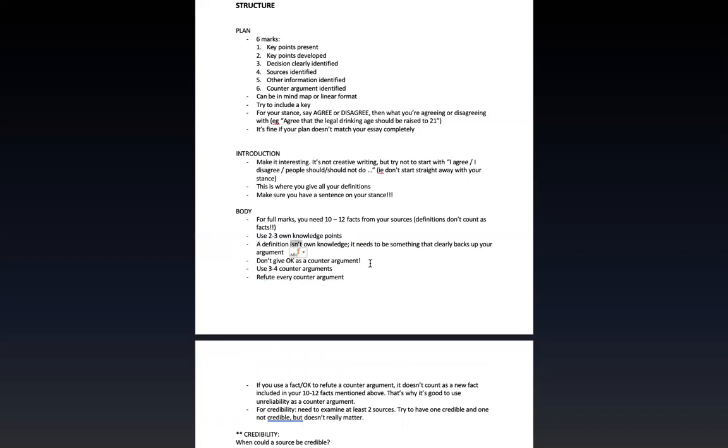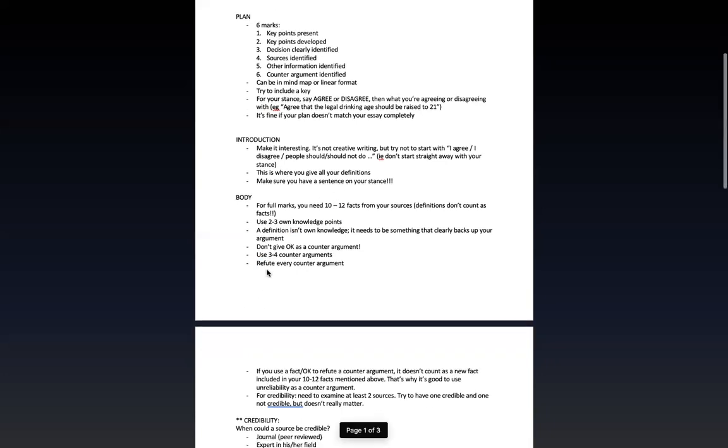There will be enough counter-arguments in the sources. They pretty much always give you an equal amount of sources arguing for and against the topic. So they make it fair. They make it easy to argue, or not easy, but they make it equal to argue for or against the essay topic that they give you. So there will be enough knowledge in the sources to use as counter-arguments. And you only need 3 to 4 counter-arguments. You need 10 to 12 facts, but only 3 to 4 counter-arguments. So as I said, you will have enough.